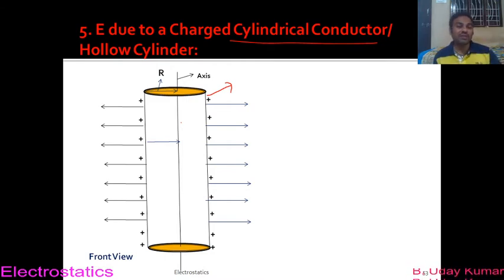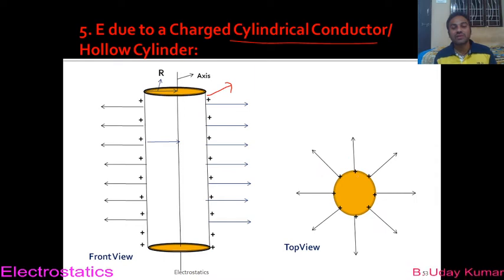But if the same diagram is seen from the top, the top view looks like this. This is the charged cylindrical conductor. Remember, it's a conductor, as I already told. The positive charge will be present only on its surface, not inside it, and the electric lines of force will be directed outwards in all directions. So this is what the charged cylindrical conductor and its electric lines of force look like from the top.